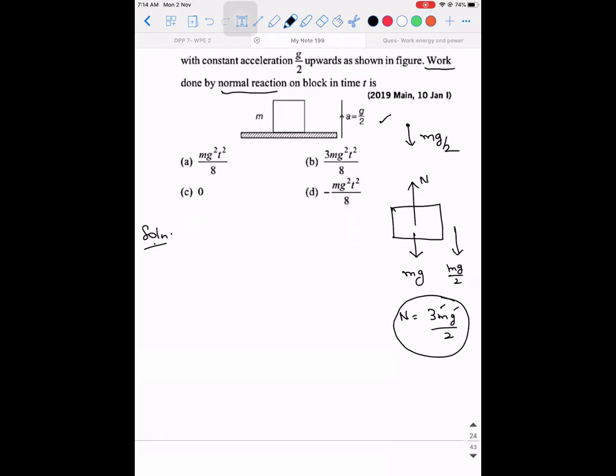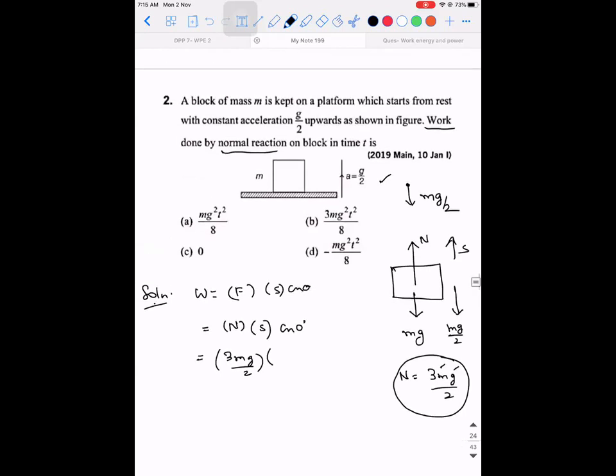What is the basic formula for work done by a constant force? Work done is equal to force into displacement into cos theta. The force that is acting is normal into, if you observe, the displacement of this object is in the same direction as that of normal, so into S into cos 0 degrees. So normal is 3 mg by 2. Did you guys understand this? So what is our work? We need to find the displacement.